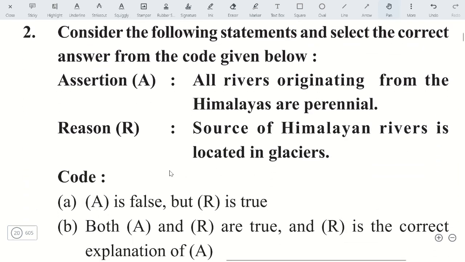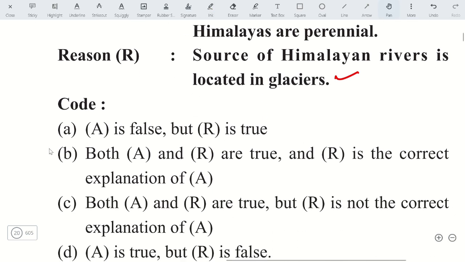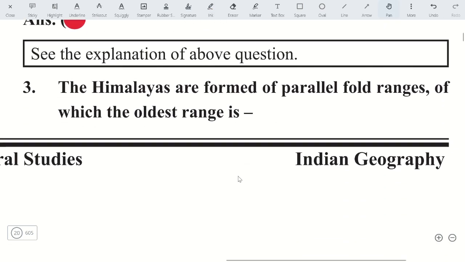Here also some statements, and let's see assertion and reason. All rivers originating from the Himalaya are perennial. True. The source of the Himalayan rivers is located in glaciers. It is also true and the correct explanation. Then the option will be B. B option will be correct. Let's check out the next question.